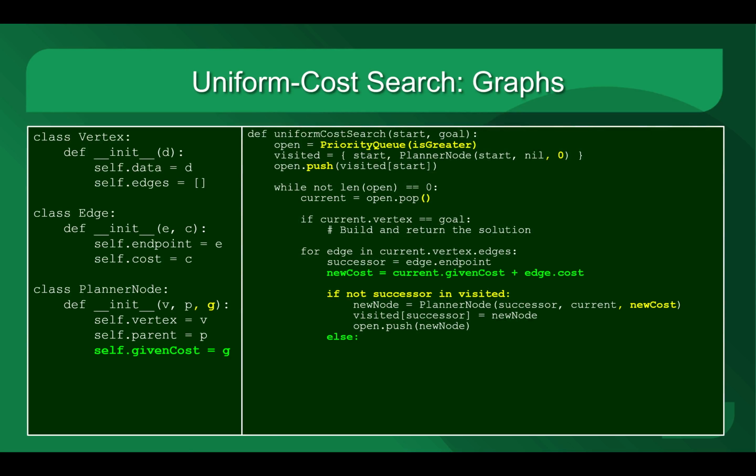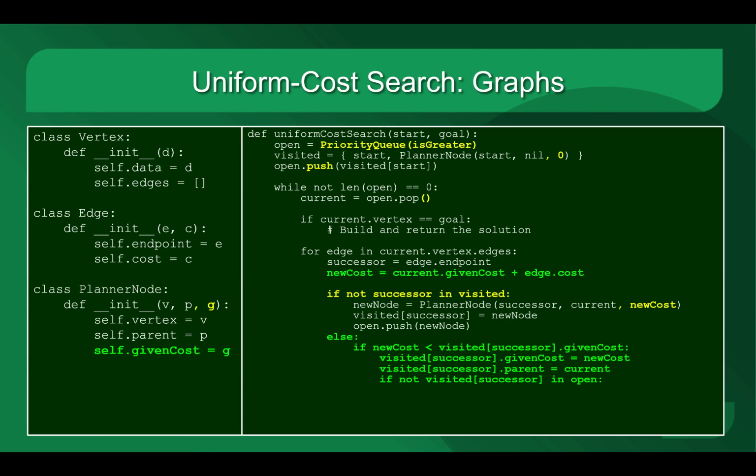However, if we have been to this location, it's not enough to just throw out this location, because we might have a better path. We have to ask, is the new cost better, that is, less than, the old cost? If the new cost is better, we'll change the given cost, we'll change the parent, and then, so that any children are also reprocessed, we'll put this node back into the queue. Finally, the comparison function is very simple. We take a left-hand side and a right-hand side planner node, and we return if the left-hand side's given cost is greater than the right-hand side's given cost.